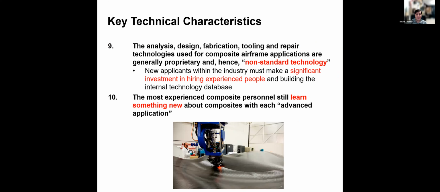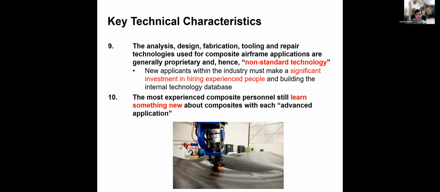Number 9 is that many of the, let's say, intellectual properties involved in composites, analysis, design, how to fabricate, how to do repair. Many of these technologies are, let's say, non-standard technologies. So it's not like they're standard, they're available out there for everyone. They are developed with significant investment from large companies like Boeing.